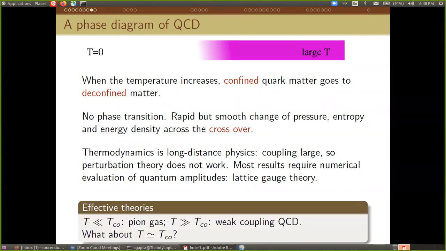But can we understand the results of these computations in some easier way? That's where effective theories come in. When temperature is much less than this crossover temperature, where one state of matter goes into another state of matter, that's something I call TCO, then I can think of this thing as a hadron gas. Okay, and the lightest hadron is a pion, so at sufficiently low temperature, I should be able to think of strongly interacting matter as a pion gas. And that actually turns out to work pretty well, okay, quantitatively well. At high temperature, when the temperature is much larger than this crossover temperature, which is somewhere here, okay, weak coupling QCD actually begins to work.